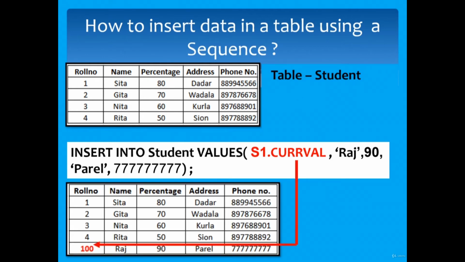S1.currval will return value 100. S1.currval will return current value of the sequence S1. So 100 will get added in roll number column of the table.